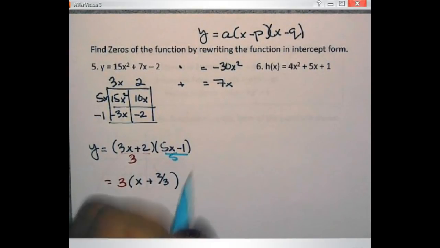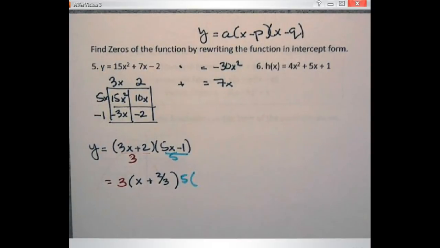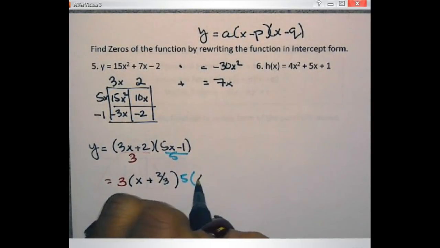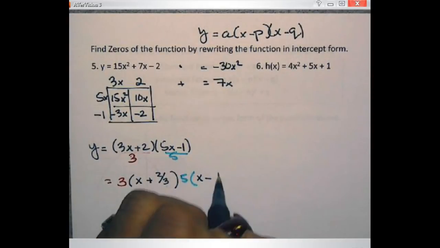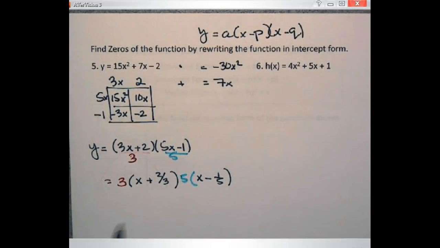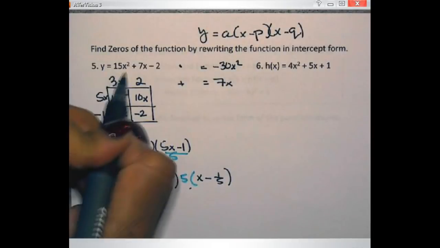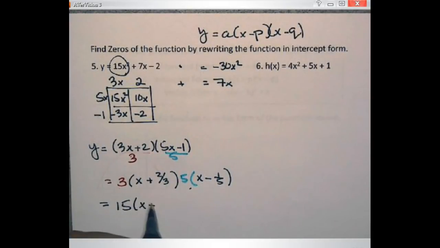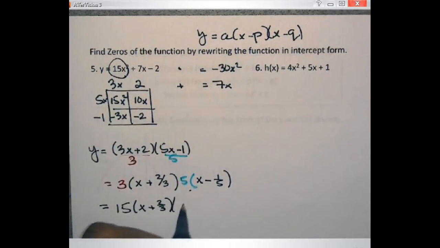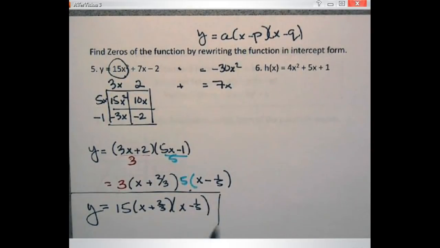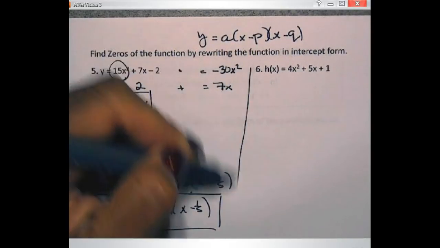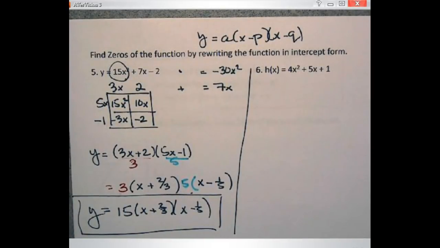So I'm going to have 5 times x minus, well, what's 1 over 5? I'm just going to leave it as a fraction. They're my friends, and it's fine. So what's the a? 3 times 5 is 15. Oh, wonderful. Now we match. Times x plus 2 over 3 times x minus 1 over 5. That is my equation. Take a moment right now. I would love for you to pause and try number 6 on your own, and then you can check your answer with me.